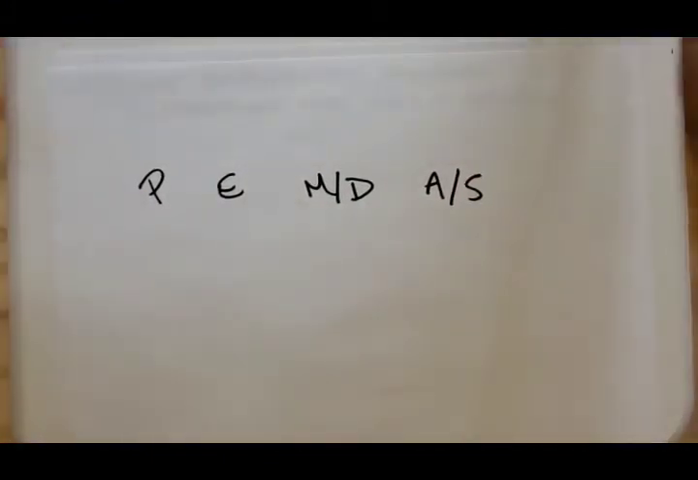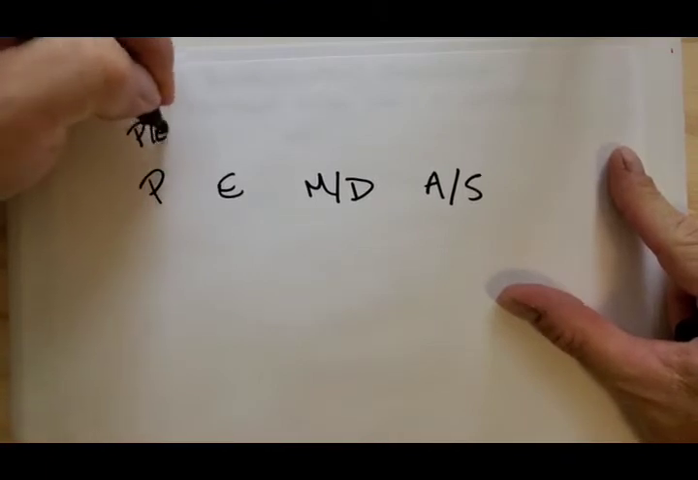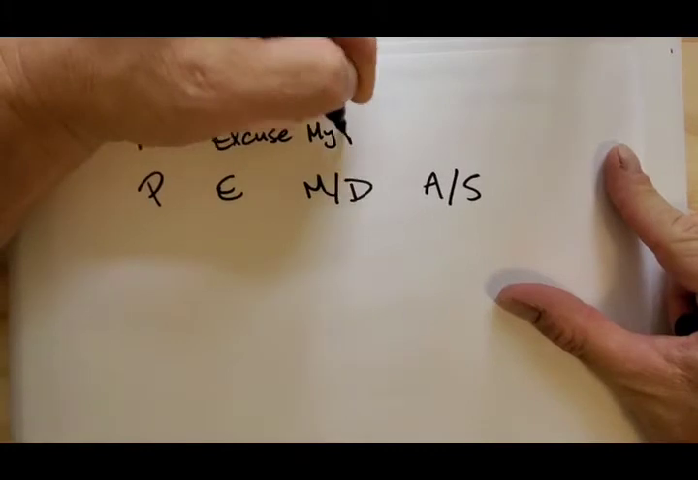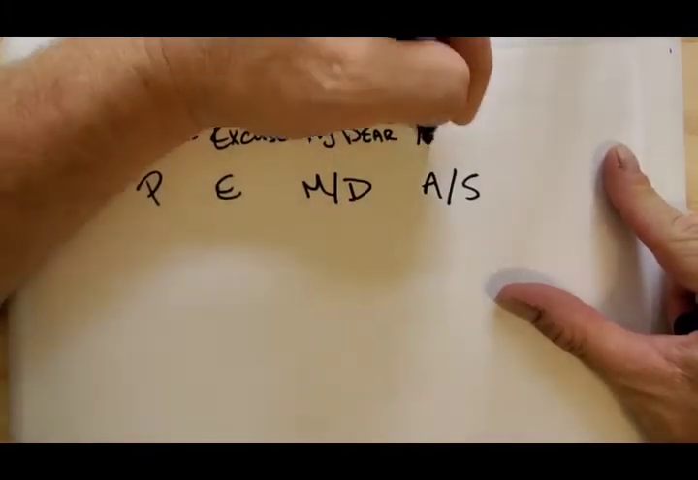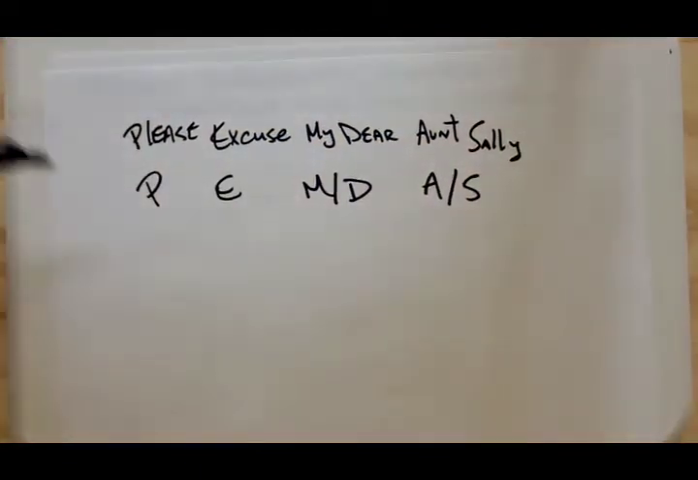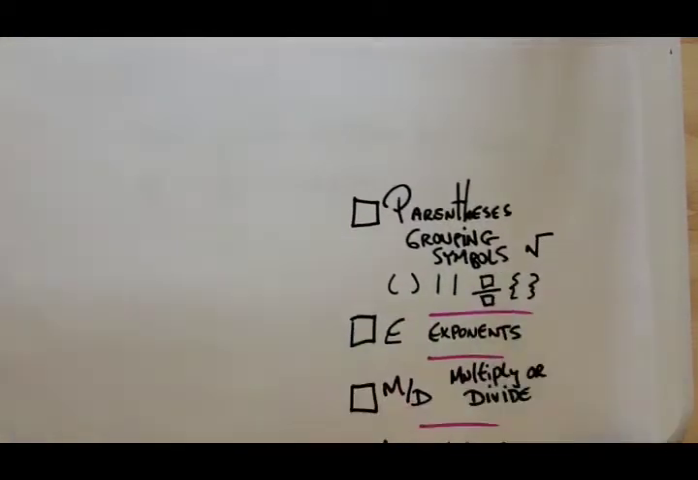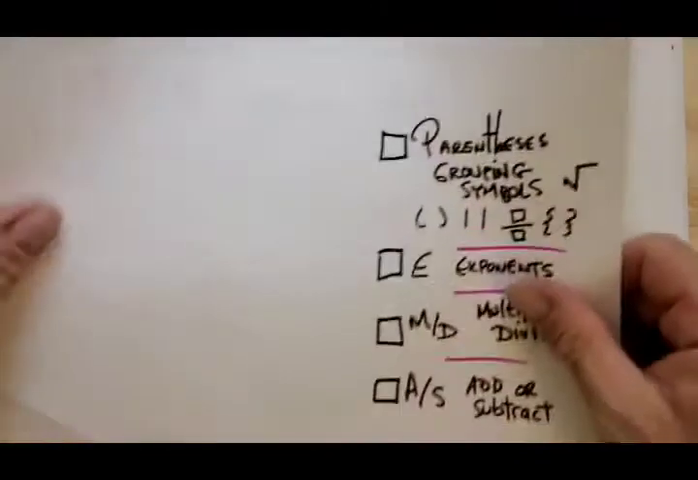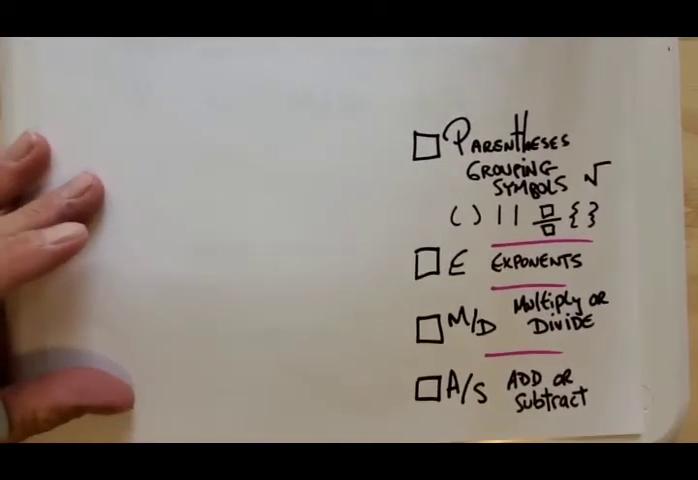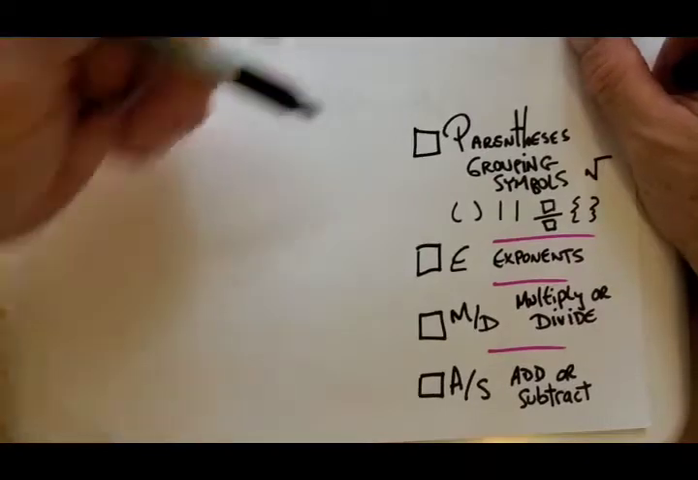Sometimes kids remember it as please excuse my dear Aunt Sally. Whether you remember it that way or not, those are some ways to remember the order of operations. Okay, again, this is just like a checklist, just a checklist which shows you the order to evaluate things so you have the same answer as everybody else. It's like following traffic laws. So it's really basically just a checklist.